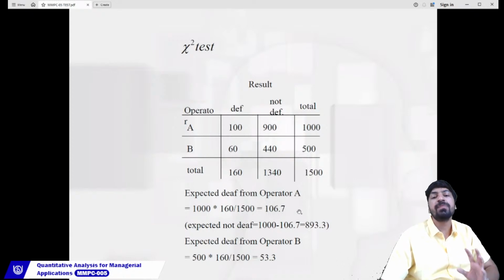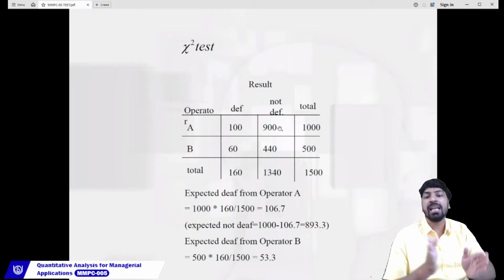Let's talk about the expected frequency of operator B under deafness, which is 60. The total of row for operator B is 500, and the total of column for deafness is 160, divided by 1500. That means 500 times 160 divided by 1500 gives you the expected frequency for operator B under the deafness category.